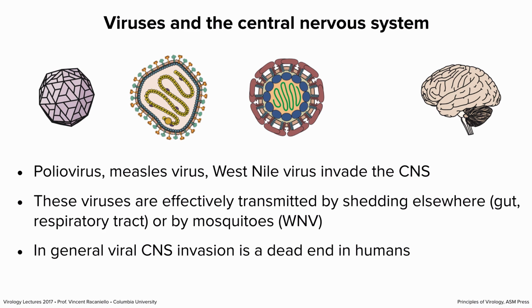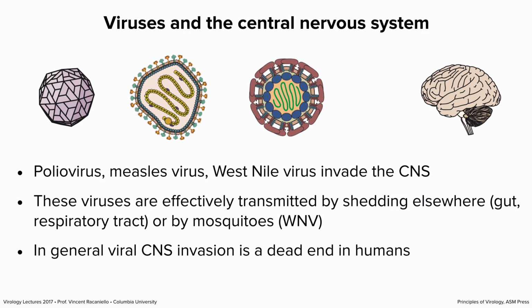So let me end up with some thoughts about viruses in the CNS. We've talked about polio, measles, and West Nile getting into the central nervous system. All of these viruses are very effectively transmitted by shedding, like polio and measles virus in the gut or the respiratory tract, or by mosquitoes for West Nile virus. That's the main way that these viruses are transmitted.